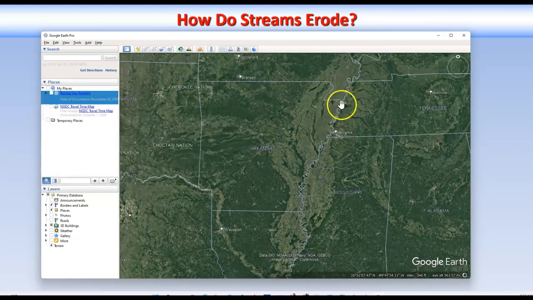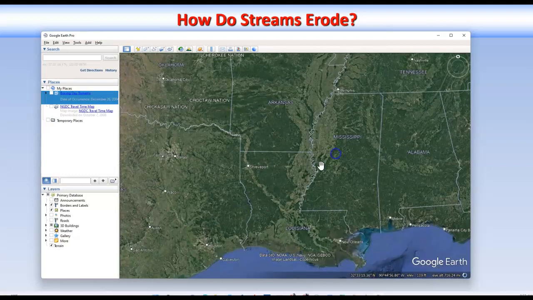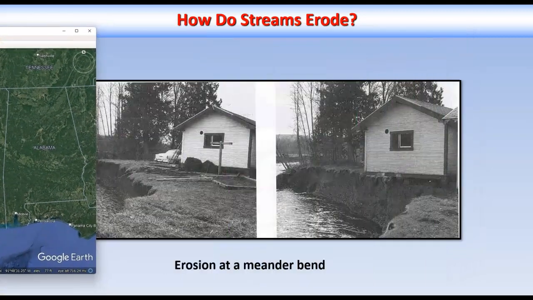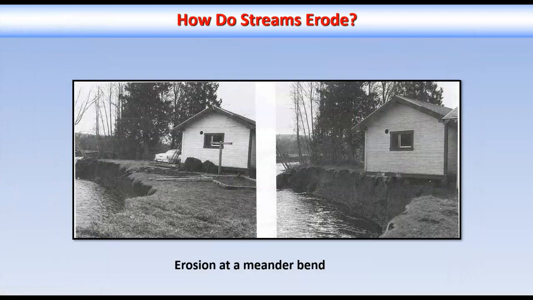But over thousands of years, the Mississippi River has wandered back and forth in this area, creating a floodplain, very fertile and all that kind of good stuff. But this is what a low gradient stream would look like. Okay, let me get this out of here for us for a sec.